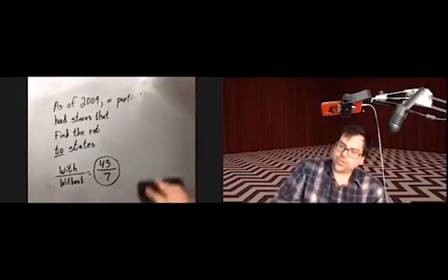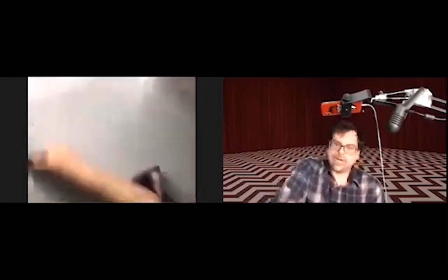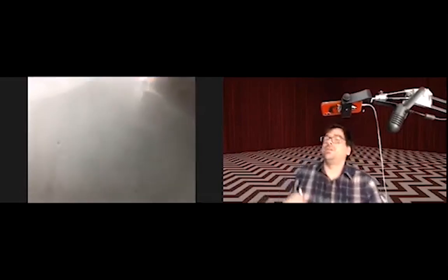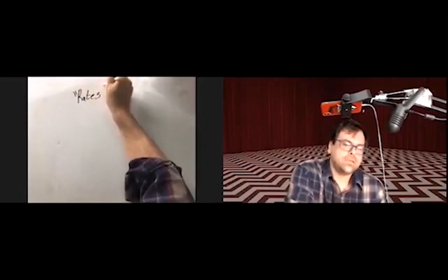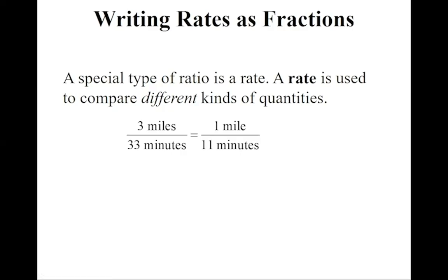which then takes us to our discussion of rates. Now, I said we'd get to this. A special type of ratio is a rate. A rate is used to compare different kinds of quantities. So 3 miles to 33 minutes. When we reduce that, the 3 over 33 becomes 1 over 11, but the units don't cancel because they're not the same. So we keep the units, 1 mile to 11 minutes.